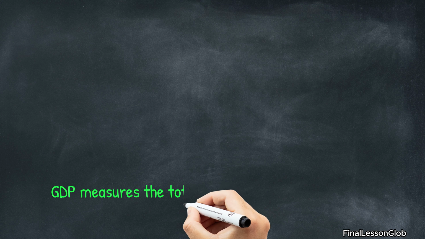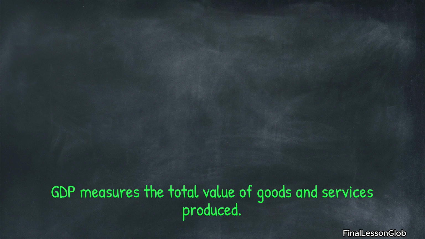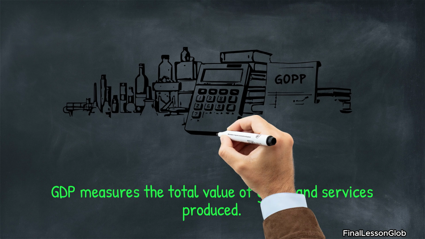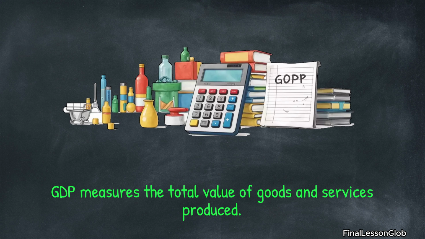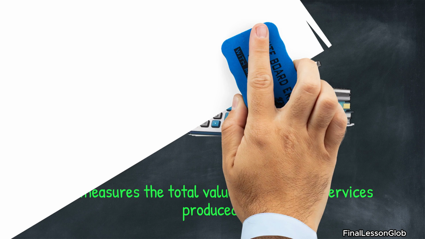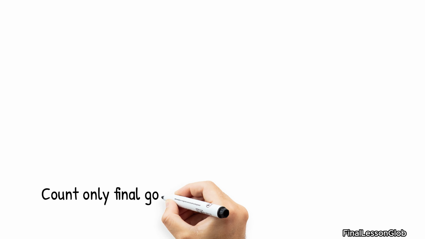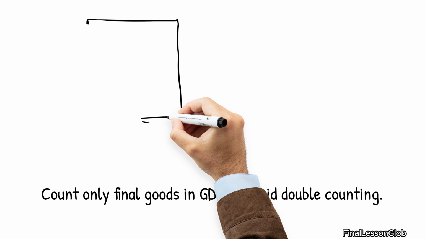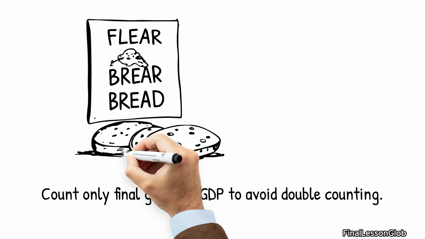Low productivity means waiting 4 hours for one egg and still burning it. Okay, so now we have all this stuff being made and sold. How do we measure it? We use GDP, gross domestic product. It's the total value of all final goods and services produced in a country in a year. Final means not intermediate. You don't count the flour and the bread, just the bread. Otherwise, you're double counting, and that's cheating.